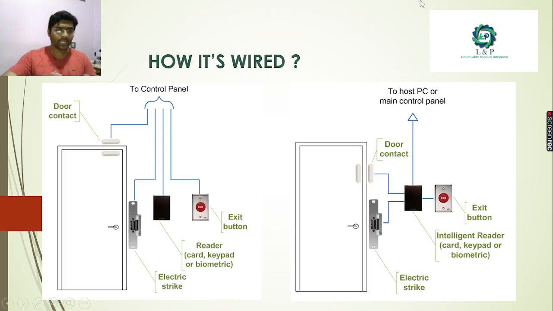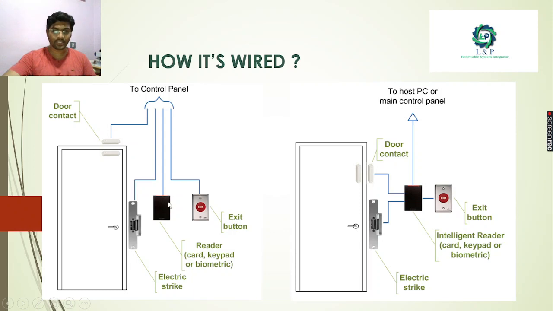So as we said earlier, this is how it is wired. See here, there is a door contact at the top, and we have an electric strike, that is nothing but an electromagnet, and we have a card reader, and this is the emergency exit button which will be fixed inside the building, and all the wires from these devices will be connected to the control panel.